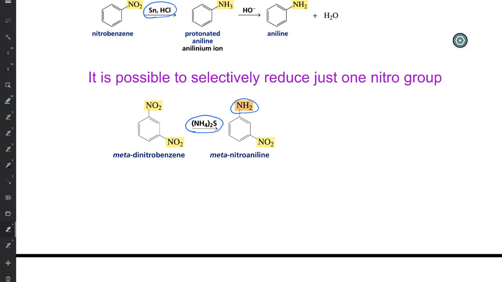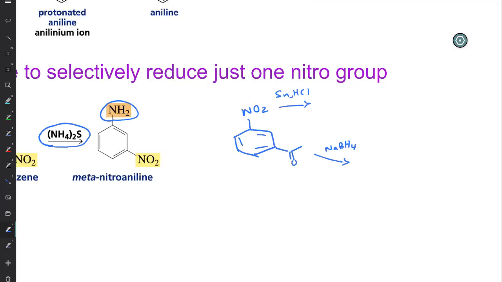There are also some other interesting selective reactions that we need to discuss, and so I'm just going to write them out here real quick. So, assuming you had this nitroacetophenone, that's what that would be called. This is without the nitro, it's just acetophenone. So it's m-nitroacetophenone, and you react with tin HCl. Turns out the product you get is this.